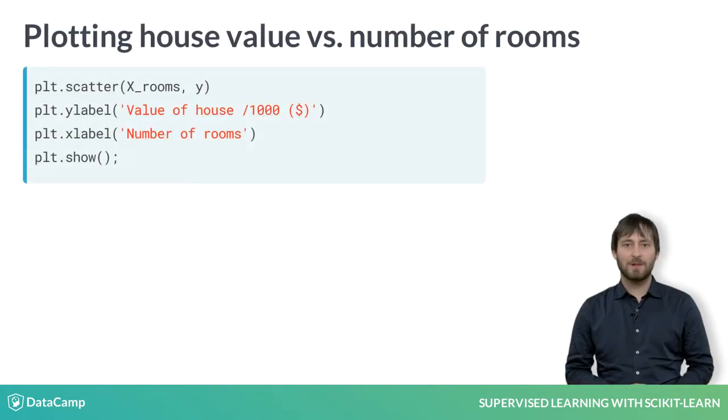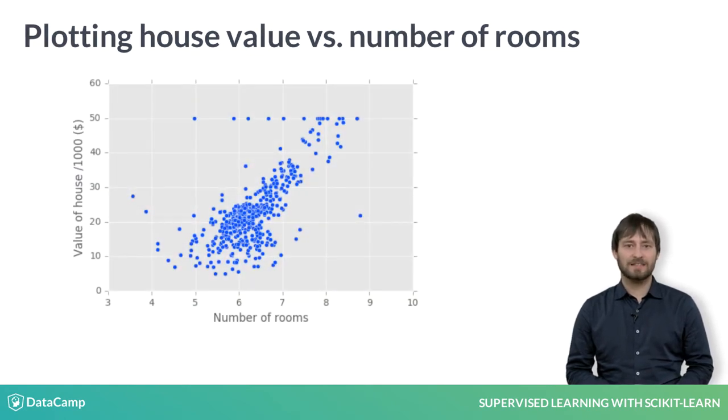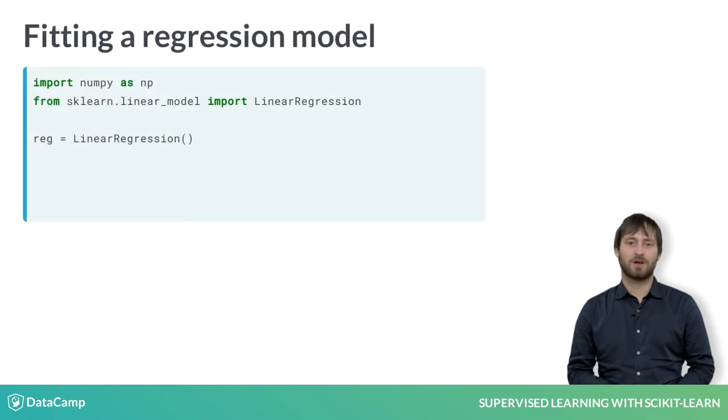Now, let's plot house value as a function of number of rooms using matplotlib's plt.scatter. We'll also label our axes using xlabel and ylabel. We can immediately see that, as one might expect, more rooms lead to higher prices. It's time to fit a regression model to our data. We're going to use a model called linear regression, which we'll explain in the next video.